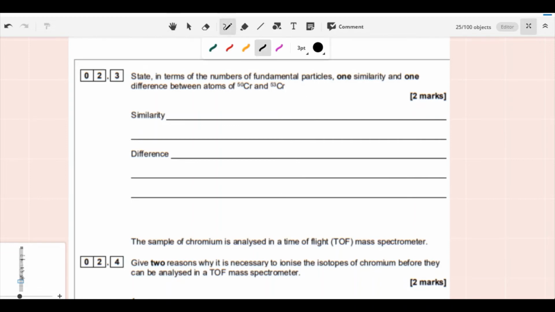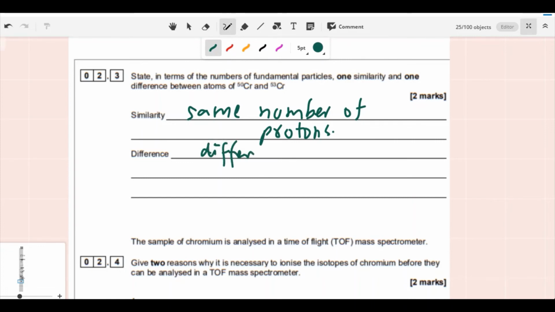So you can write here, the similarity is they have the same number of protons. While the difference is the different number of neutrons. In other words, you can write they have the same atomic number but different atomic mass or mass number.